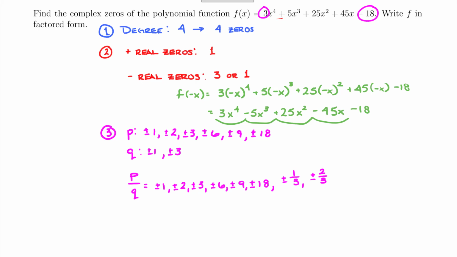I started out with positive 1. I substituted it in and found that I did not get an answer of 0. So then I tried negative 1. That didn't work. I tried positive 2. That didn't work. But when I substituted in negative 2, I did find that the answer does simplify to 0. And I'm going to express that to you right here.